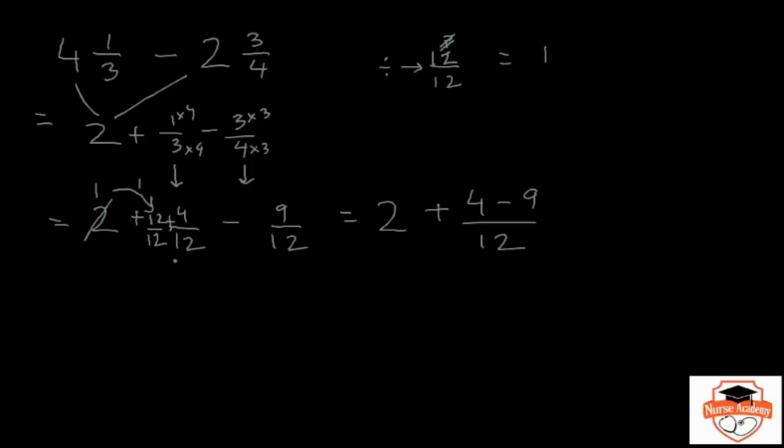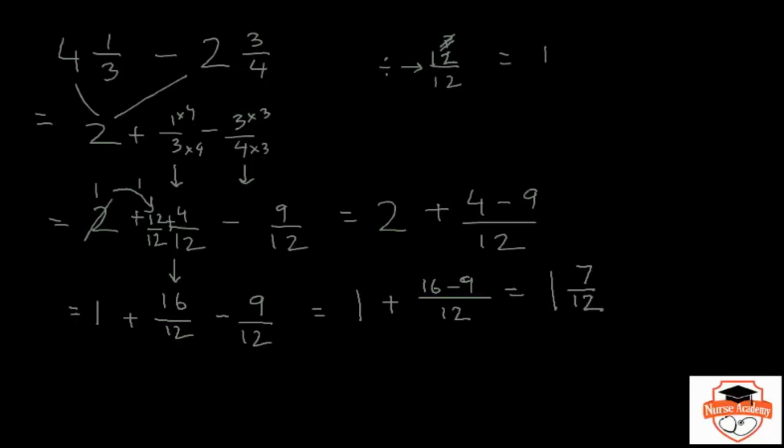So 12 over 12 or 1 whole gets added to 4/12. And now this one is no longer a 4/12. This changes to a 16/12. 12 over 12 plus 4 over 12 is 12 plus 4. That's 16 over 12, right? Minus 9 over 12. And look, now 16 is more than 9. You can go ahead and do the subtraction. And let's not forget, there was a 1 whole before this. Therefore, this is going to be 1 whole plus 16 minus 9 on the top over 12. So that's 1 whole and 7/12. Make sense? Great. I'll see you soon.